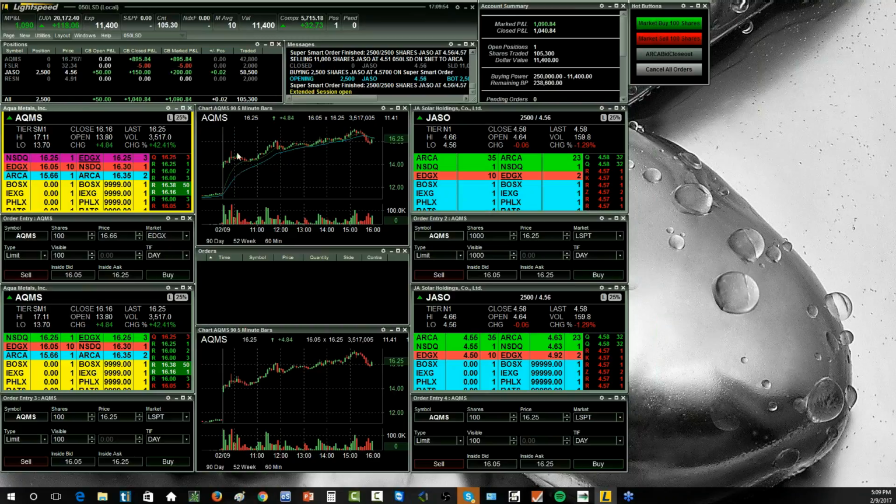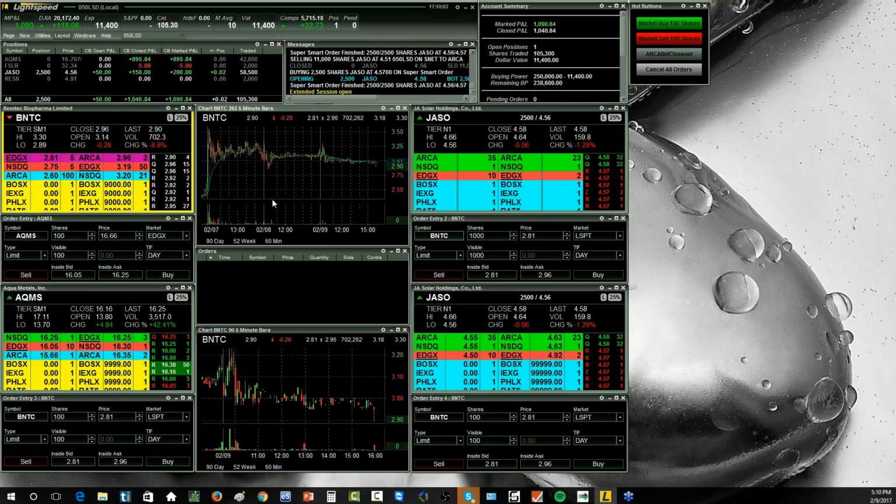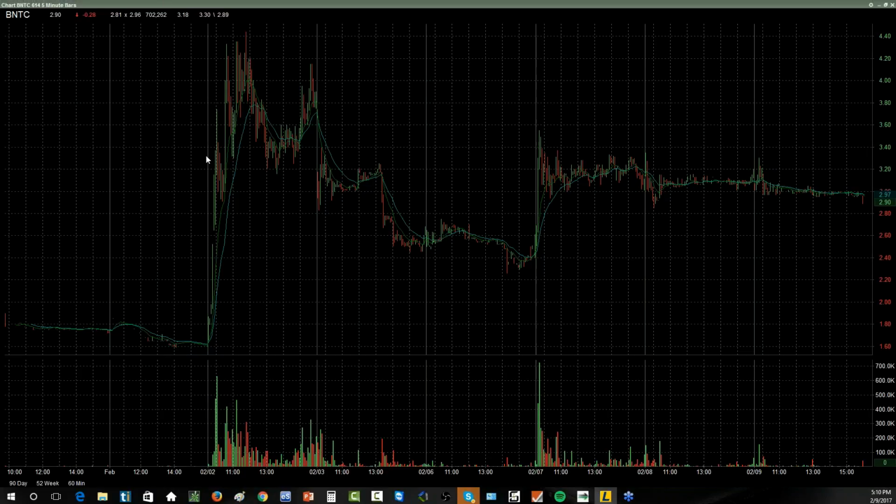So when I look for a stock, we can just pull up a stock here. Let's look at BNTC. This one we were trading a couple days ago. This is kind of where I was thinking, right in here. So on this day, we have this stock. It just went absolutely parabolic. Let's zoom in on this a little bit.